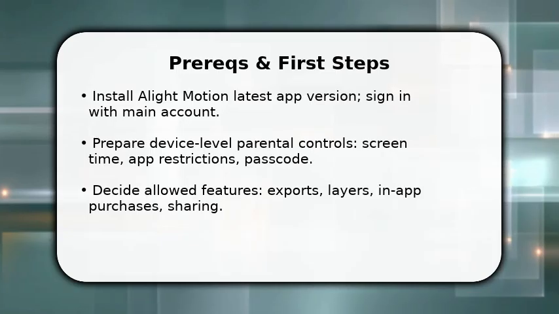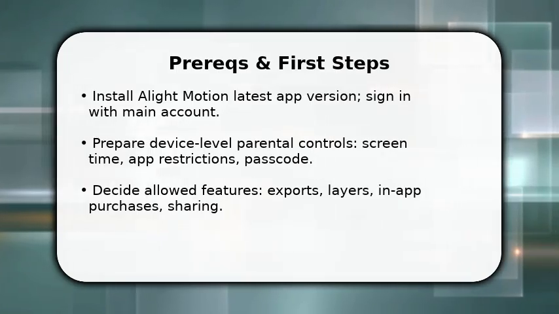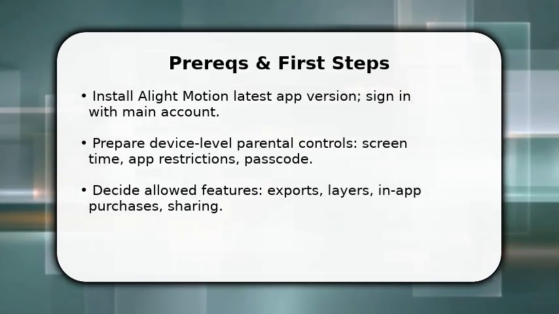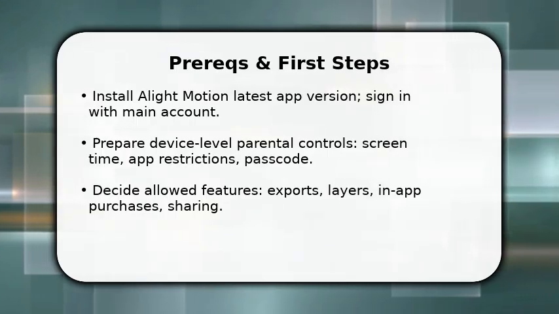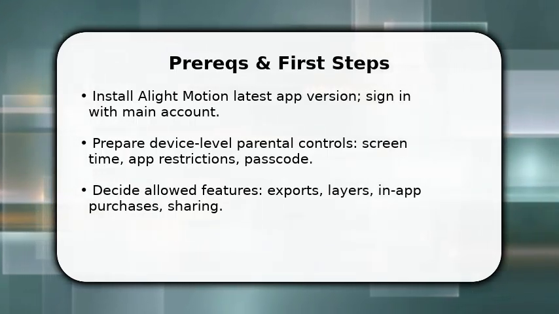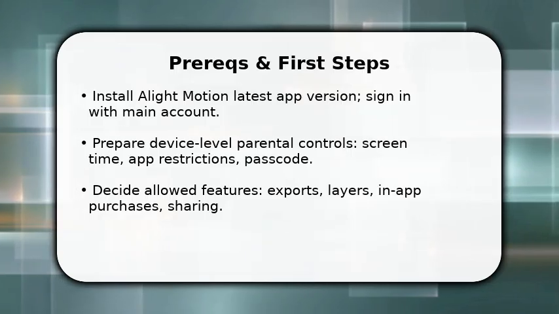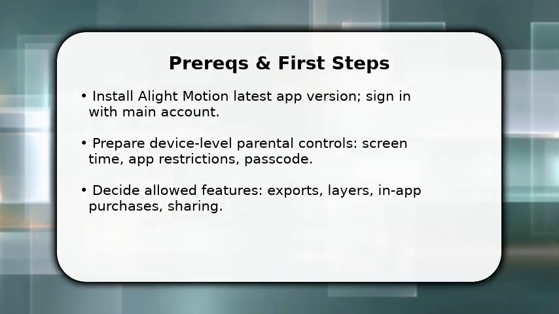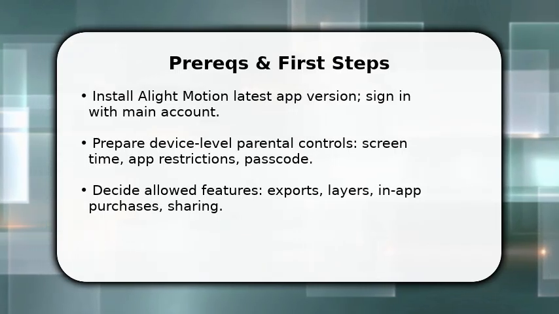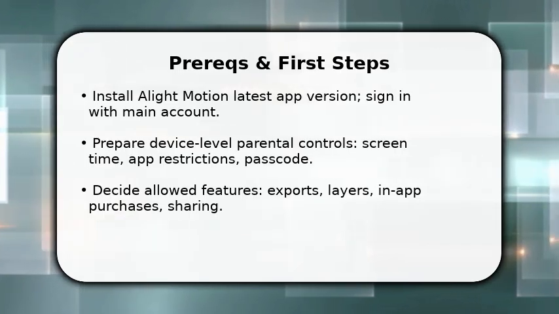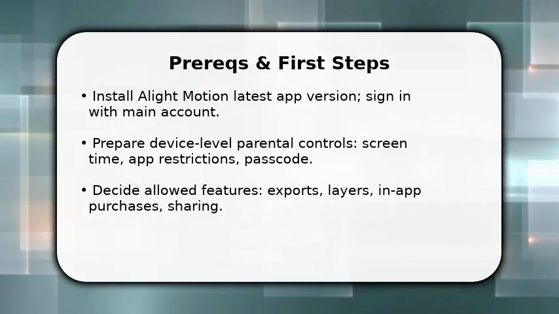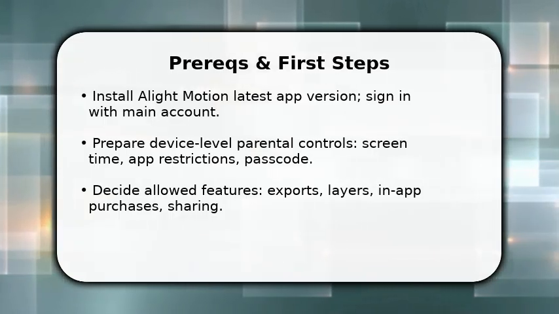You start by confirming the app and device are updated and that you control the main account. Open Alight Motion and sign in. Once done, go to Device Settings to set a secure passcode and basic screen time limits. Make sure you know which features to restrict: exports, project sharing, in-app purchases, and note why. Limiting those prevents unintended uploads or purchases.